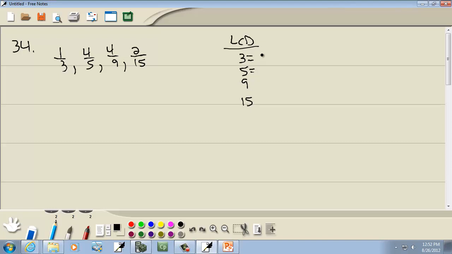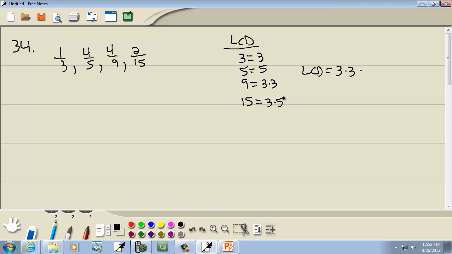Well, I'll do the prime factorization of each one. 3 is prime, 5 is prime. 9 is 3 times 3. 15 is 3 times 5. So we'll start with our first prime. It's weird, I don't have any 2's. Okay, start with 3. I have one 3 here, none here, two here, one here. So the greatest number of 3's on any single line is 2.